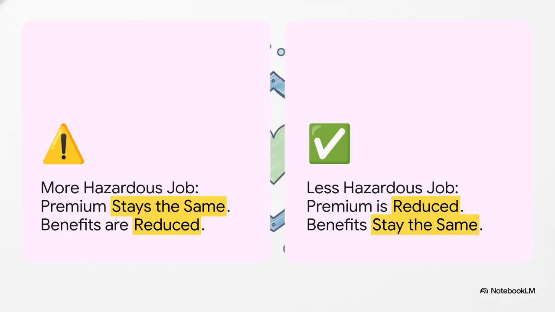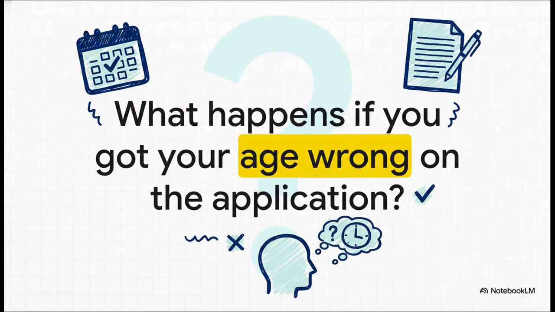Let's say you move to a more dangerous job. You go from being an office worker to a hang gliding instructor. Your premium actually stays the same, but your benefits get reduced to match that higher risk. But on the flip side, if you were a police officer and now you're a librarian, your benefits stay the same, but your premium will actually go down. Fair is fair.